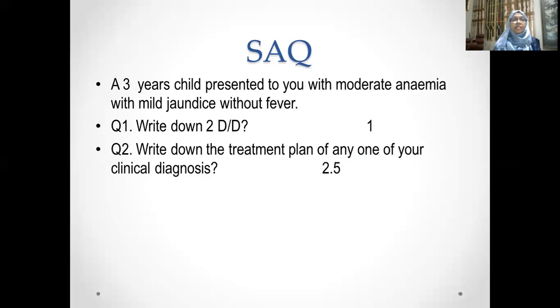A 3 years child presented to you with moderate anemia with mild jaundice without fever. Write down two differential diagnoses. Write down the treatment plan of any one of your clinical diagnosis.